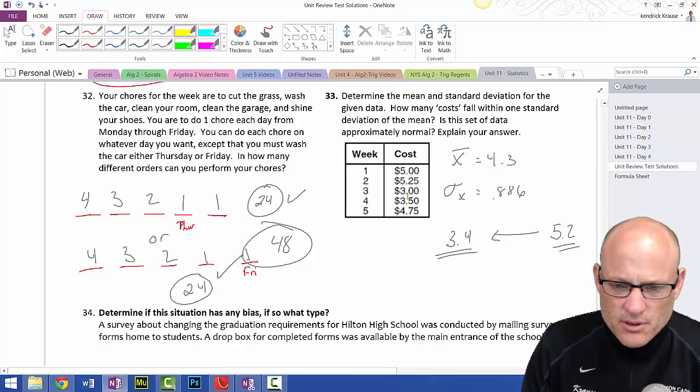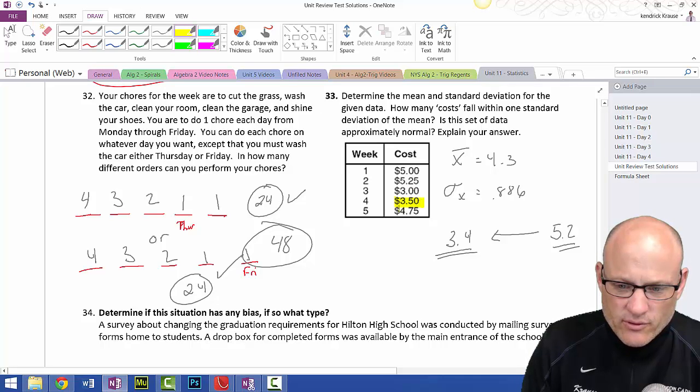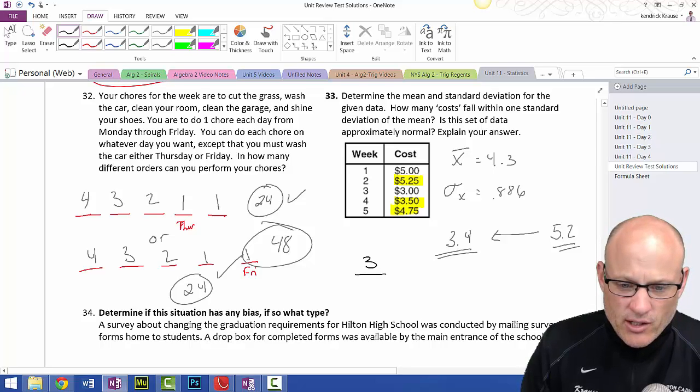Highlight them. That's over three. Oh no, that's not it. Shoot, what did I get that one for? All right. So 3.50 is fine. 4.75's in there, and 5.25. So there are 3 out of 5.